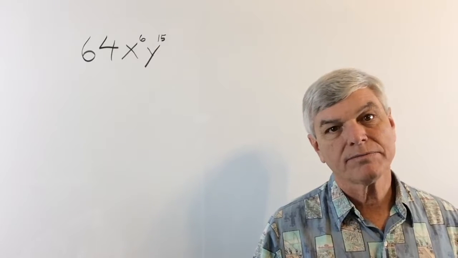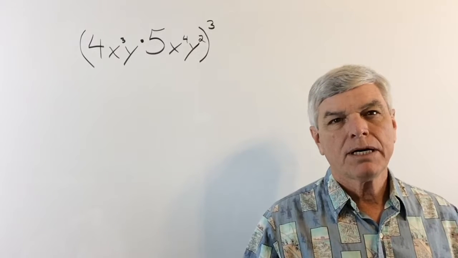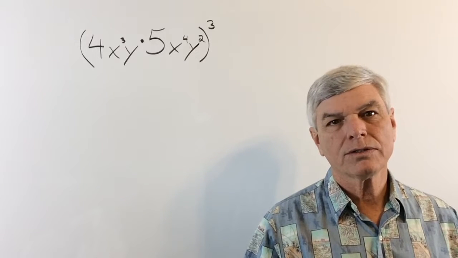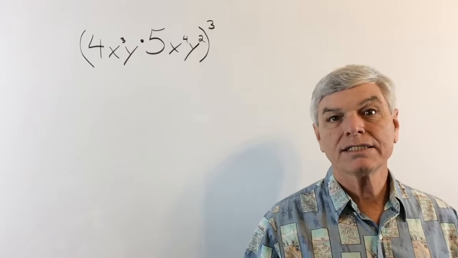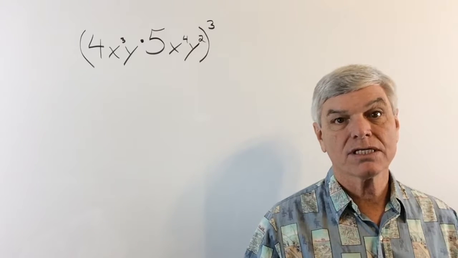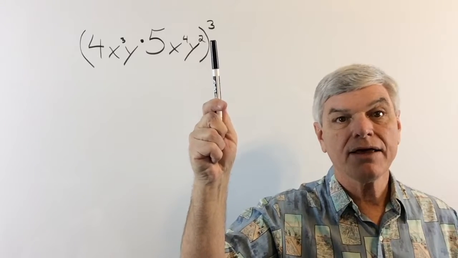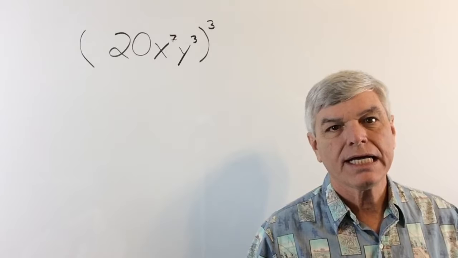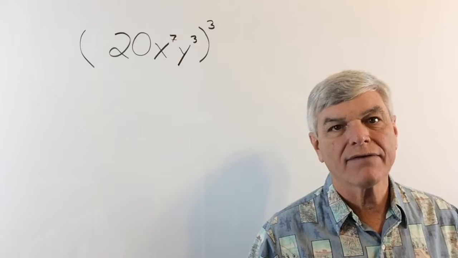Now let's try another problem. Well, we haven't seen anything like that before, but we do have a rule that we can use to help us out. What's the rule? Well, if you said PEMDAS, you are correct. PEMDAS is what? Parentheses first, and then exponents. So let's do all the work within the parentheses first before we apply this exponent. And that will give us 20x7y3.